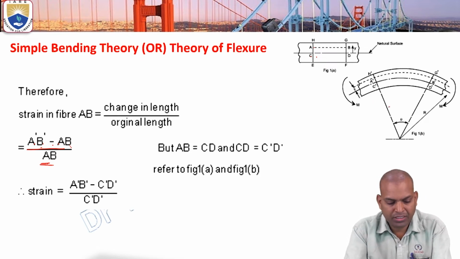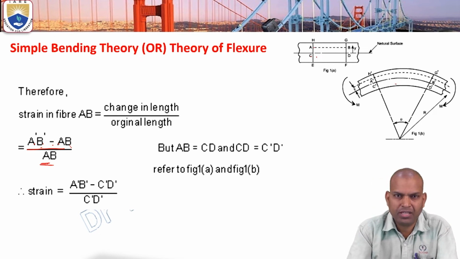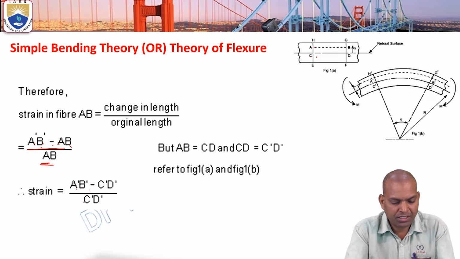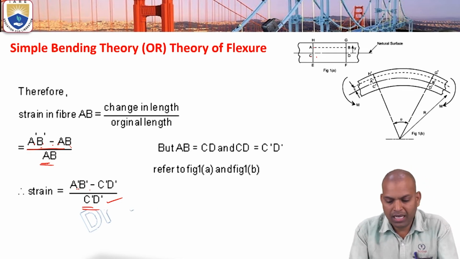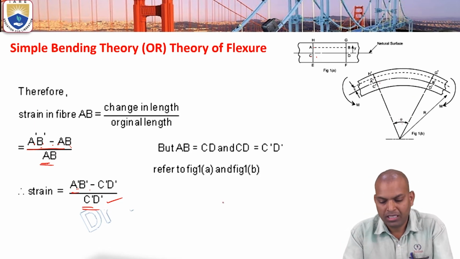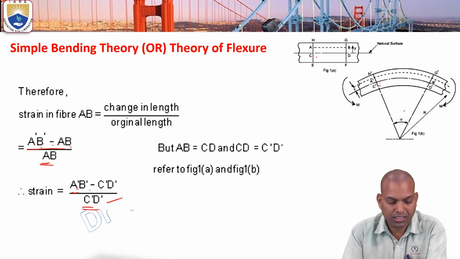And also after bending, AB becomes C dash D dash, because the radius of curvature is large enough in comparison to the dimensions of the cross section. Now A dash B dash minus C dash D dash by C dash D dash is the strain. What is A dash B dash? It is R plus Y times theta, substitute here, and C dash D dash is on the neutral axis, so that is R theta.